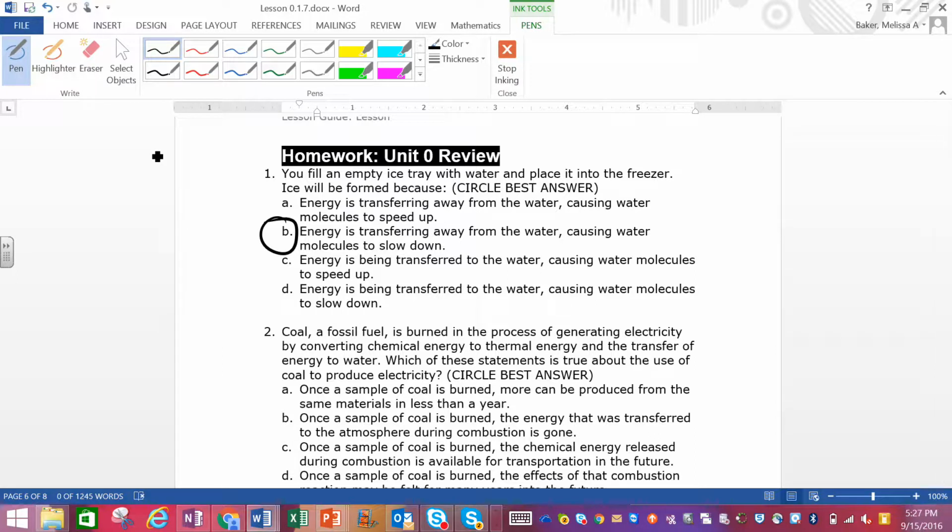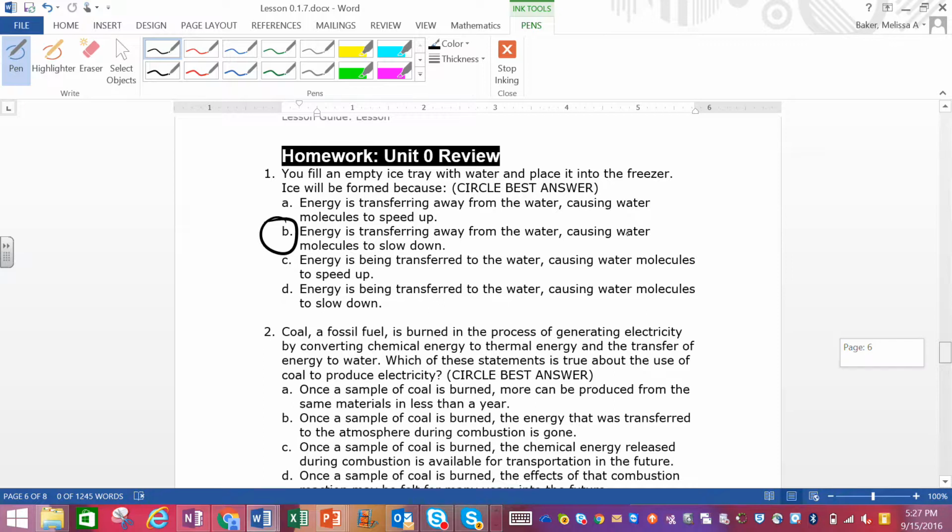C says energy is being transferred to the water. That's not true. It's in the freezer. So the freezer temperature is going to be cooler than the water that you just put in there. So C and D don't make sense for that reason.